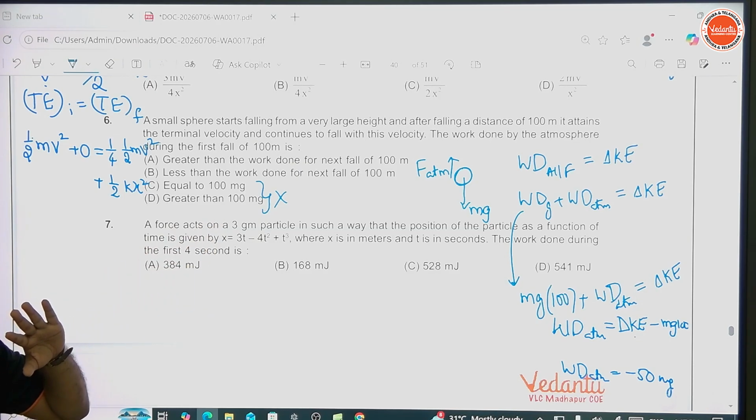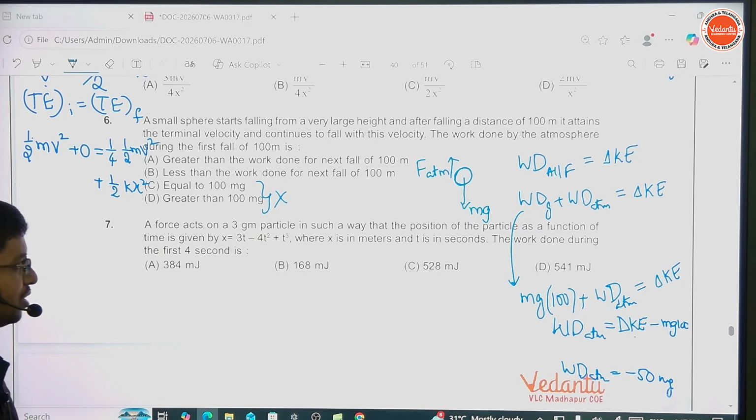Understood or not? Not clear? Any response? Not understood? Okay.